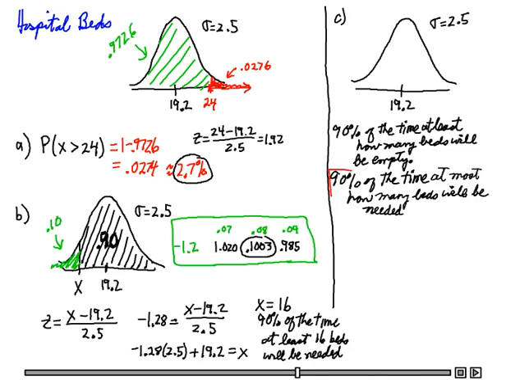So we are going to start here. 90% of the time, at most how many beds will be needed. So that would take us to an upper end. 90% of the time, at most how many beds would be needed. And again, compare that to the question in B. This is going to be a 90% on the lower part of the distribution. And I'm going to be able to look up the table value for that.